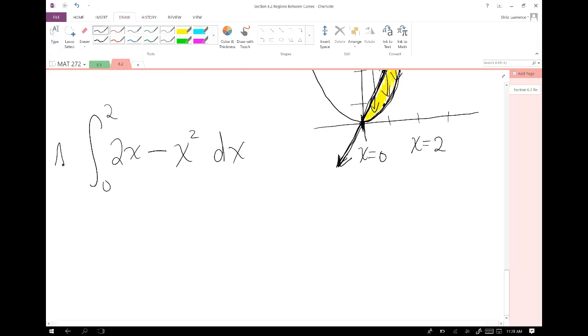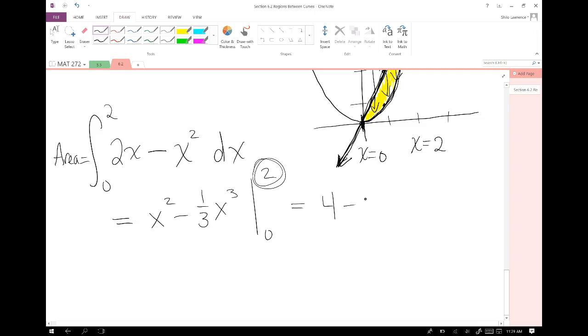So this would be our area. And if we actually want to know what the area is, we would just have to find our antiderivative and plug in our limits of integration. So the antiderivative for 2x is x squared. Antiderivative for x squared is 1/3 x cubed. And we've got some limits of integration. Remember, you always plug your top boundary in first. So we're going to plug 2 in to x squared minus 1/3 x cubed.